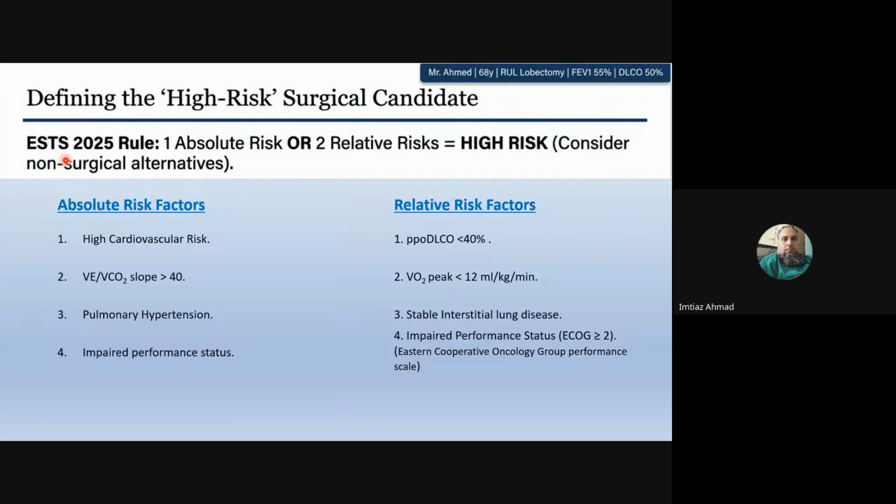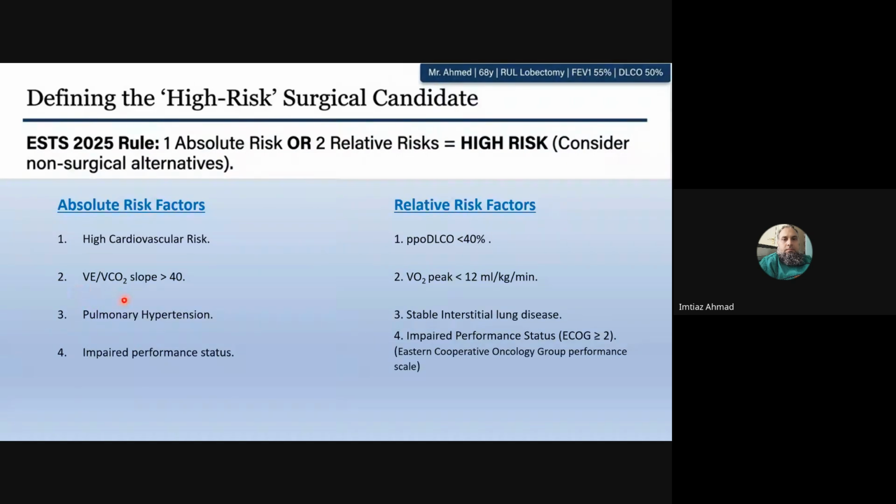Defining the high-risk surgical candidates. According to ESTS guidelines, presence of one absolute risk or two relative risks may make the patient high risk. So other treatment modalities will be considered except surgery. Surgery will be deferred and a non-surgical alternative will be offered to the patient. Absolute risks are 4. 3 are known to us.